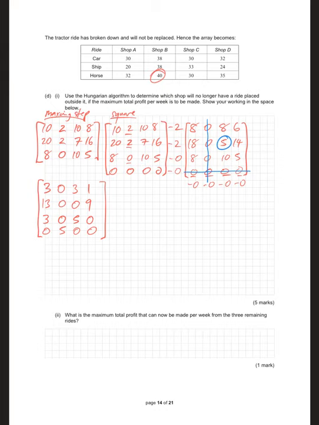Hitting my zeros again. I'm going to hit 3. 1, 2, 3. I'll hit another 3. 1, 2, 3. I can hit 2. 1, 2. And I can hit another 2. 1, 2. So I can pick my zeros.